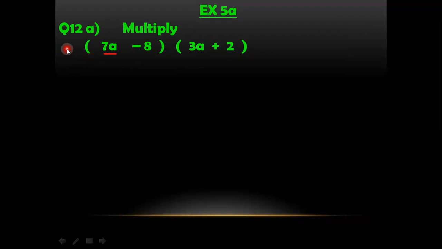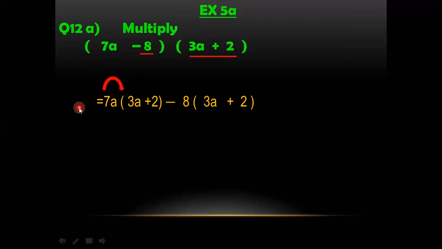Now first of all, this 7a will be multiplied with this whole term, right? So 7a into 3a plus 2. Then we will multiply this minus 8 with this whole term. So it will give us minus 8 into 3a plus 2. So we have multiplied first of all this 7a and then this minus 8 with the whole term, right? Now we will apply the distributive property. 7a will be multiplied with 3a.